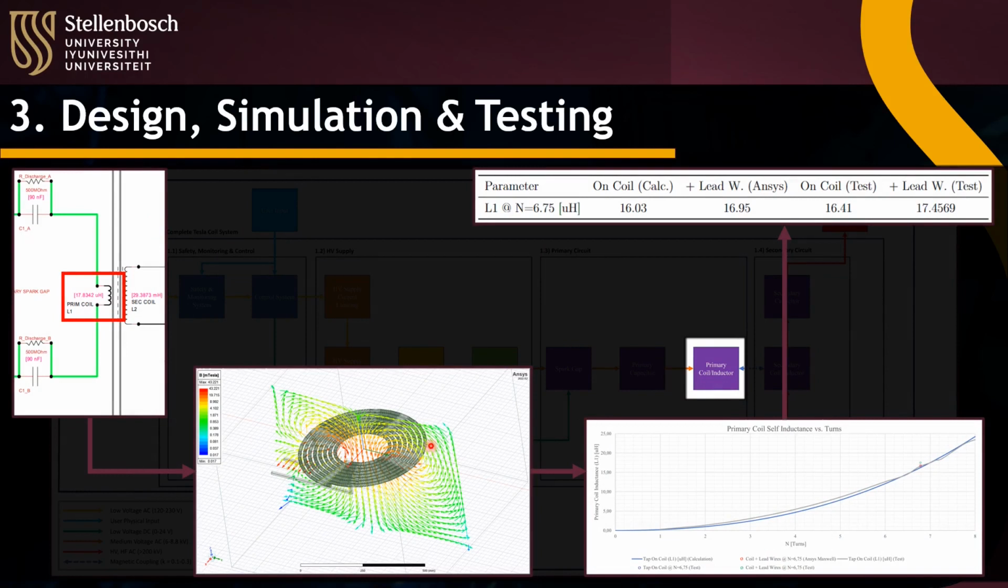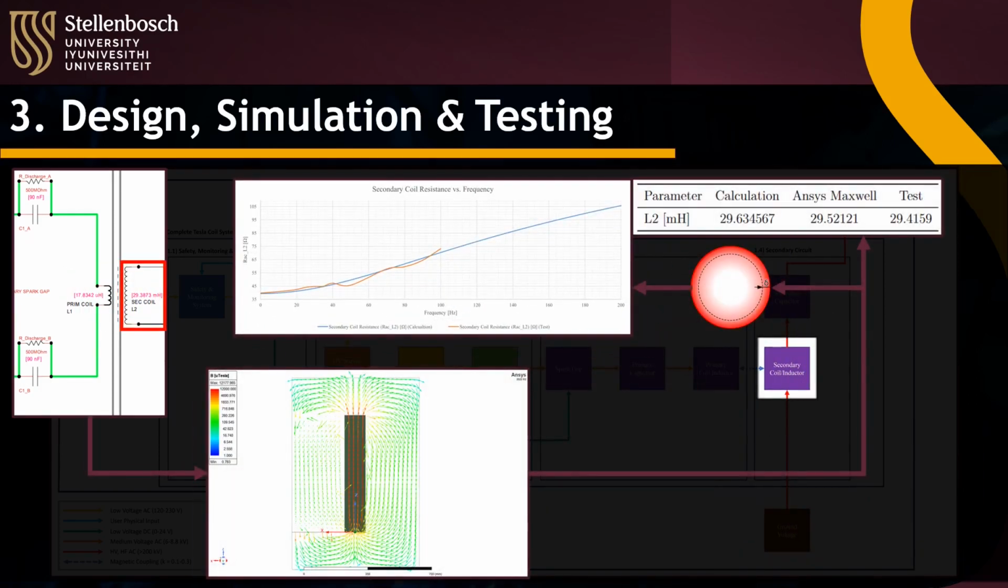The primary inductor was implemented using an Archimedes spiral, indicated here by the ANSYS Maxwell simulation. The simulation, test, and design results are concluded here in the following table. Including lead resistance for the tests and the ANSYS Maxwell simulation, the primary inductance was matched to ensure optimal resonance of the primary circuit.